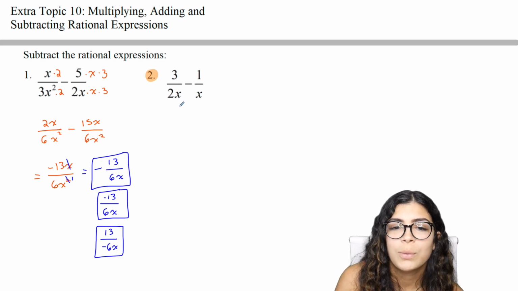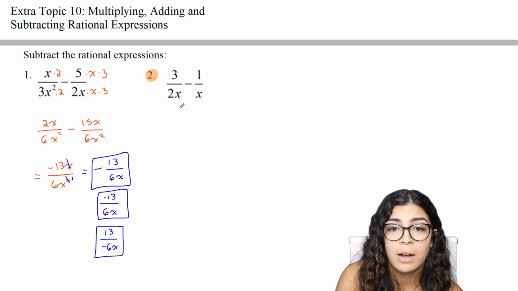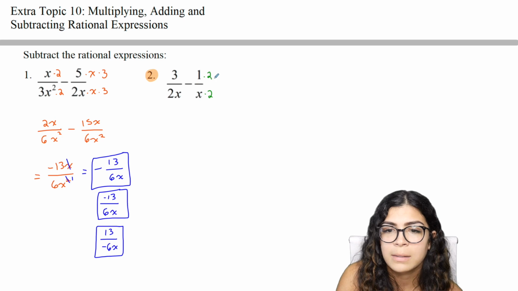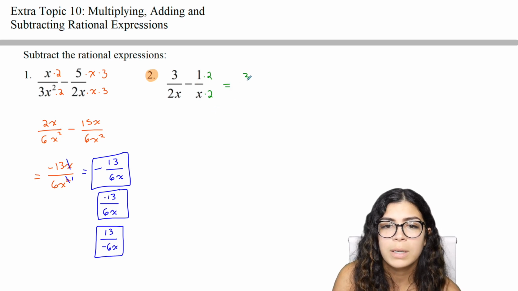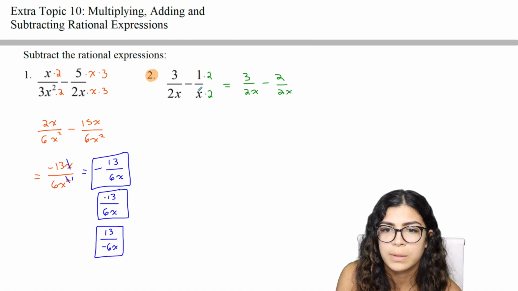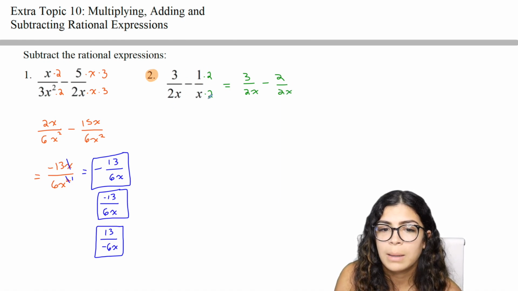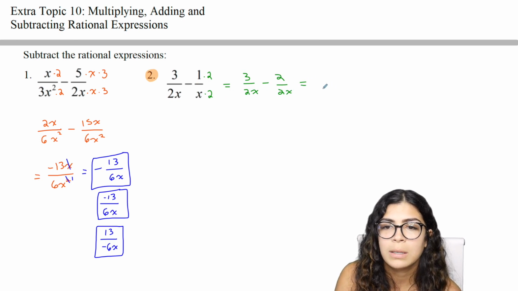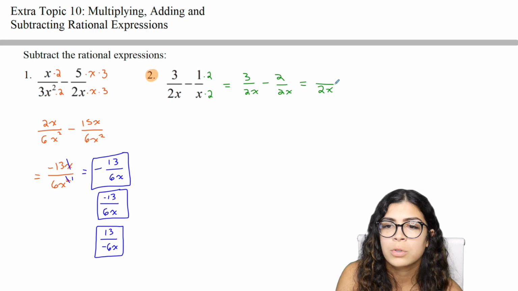Okay, so here we're missing a copy of 2, right? A factor of 2 for the second fraction. So this is 3 over 2x minus 2 over 2x. So I didn't really have to do a whole bunch of multiplying here. We were only missing a factor of 2 for the second fraction. So now that the denominator is the same, it stays the same for my answer. And then 3 minus 2 is 1. So we get 1 over 2x.